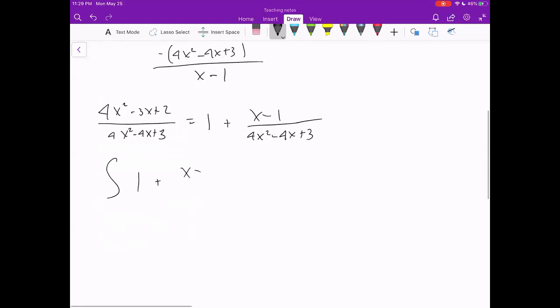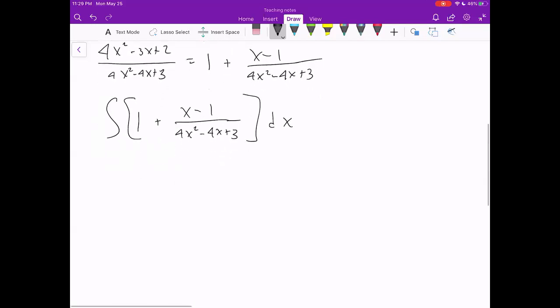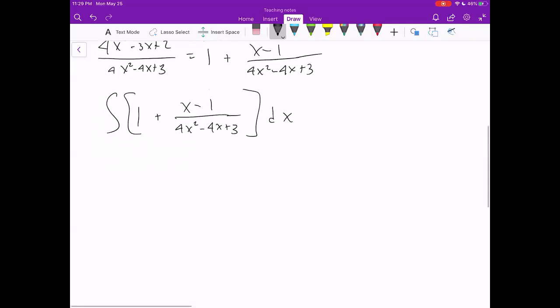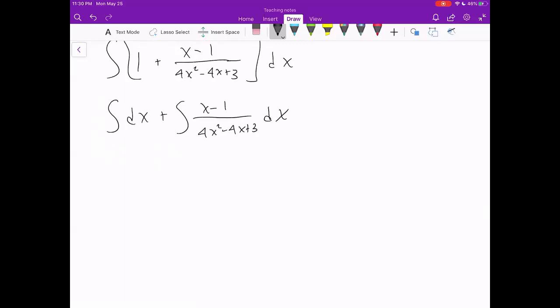The integral of 1 plus x minus 1 over 4x squared minus 4x plus 3 dx. Okay, so now I want to do this integral. I'm going to split it up into two integrals: the integral of dx plus the integral of x minus 1 over 4x squared minus 4x plus 3 dx. The first one is really easy to do. It's just x.